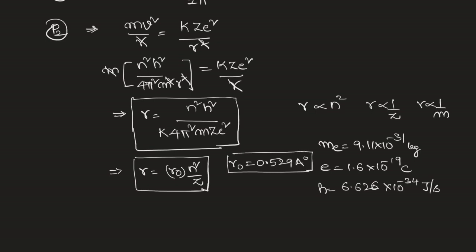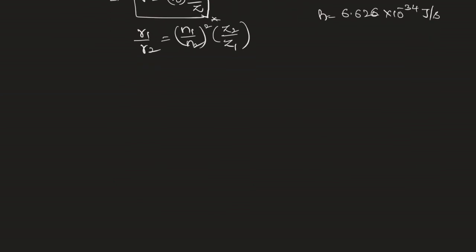That is also important, and you'll have a good number of numericals based on this. r1 by r2 will be equal to n1 by n2 whole square into z2 by z1. So you can expect some comparison based questions on this. And after radius, the next important parameter is velocity.